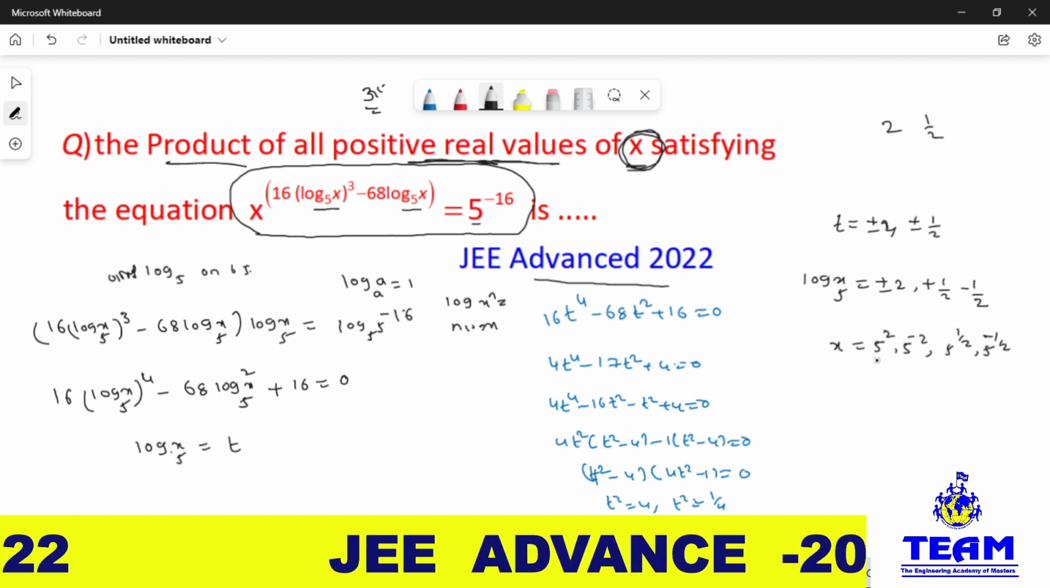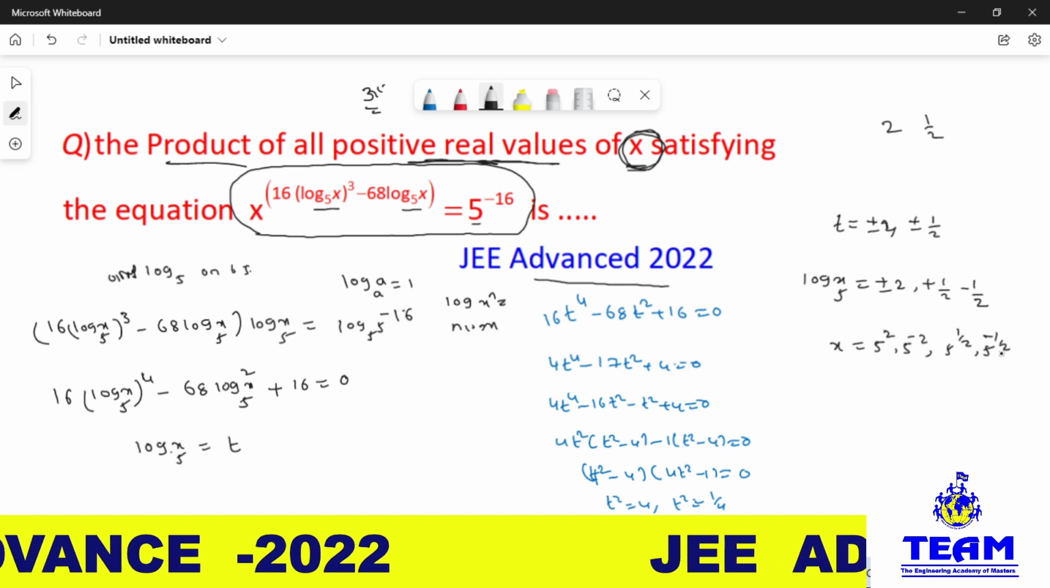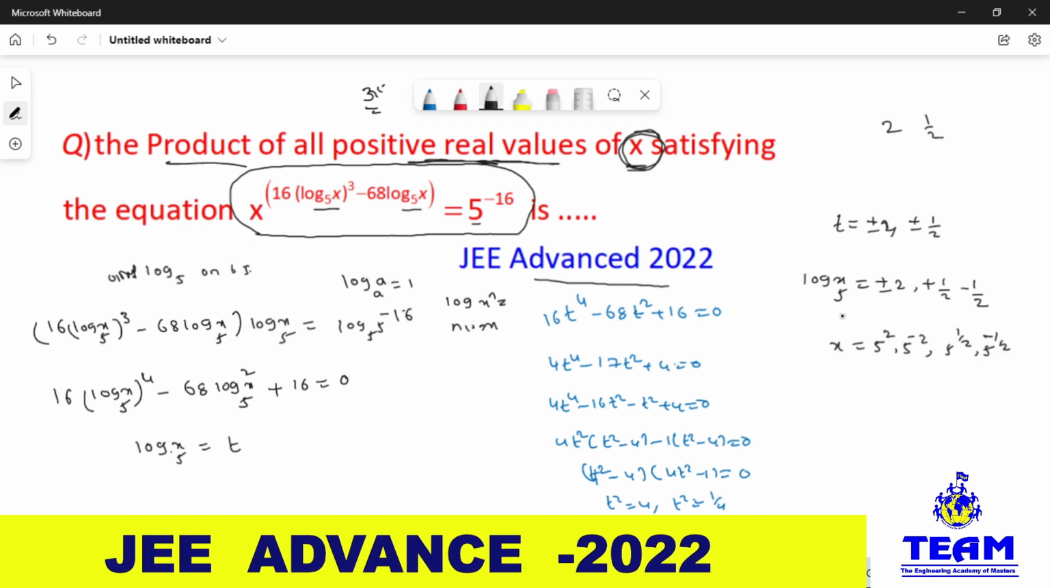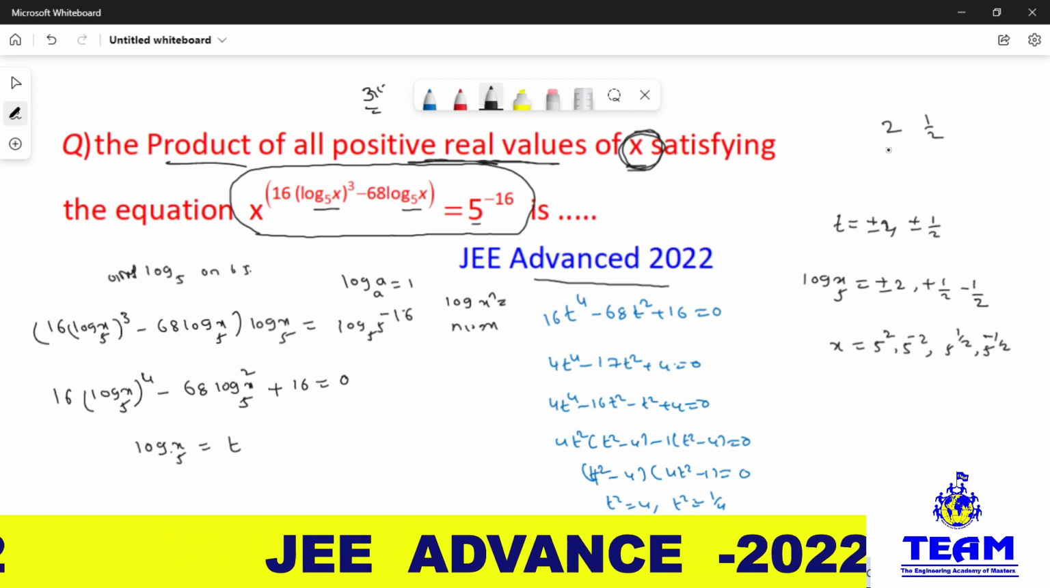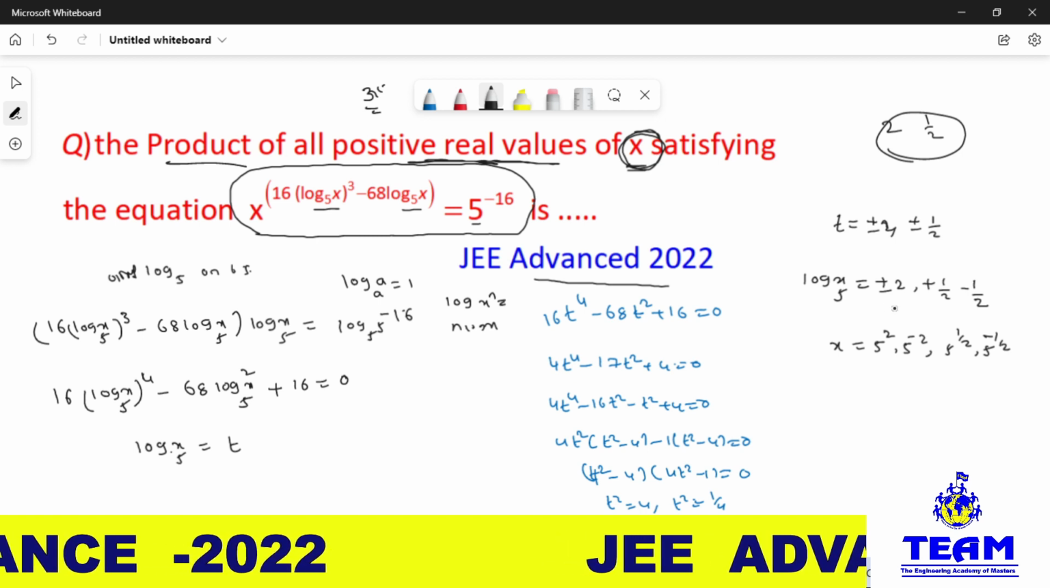Friends, you observe 5 square is positive, 1 by 5 square is also positive, root 5 is positive, and 1 by root 5 is positive. Here you see all the roots of x are positive only. If you take the roots in log x, the values can be negative, but for x they are all positive. That also you have to remember, friends.